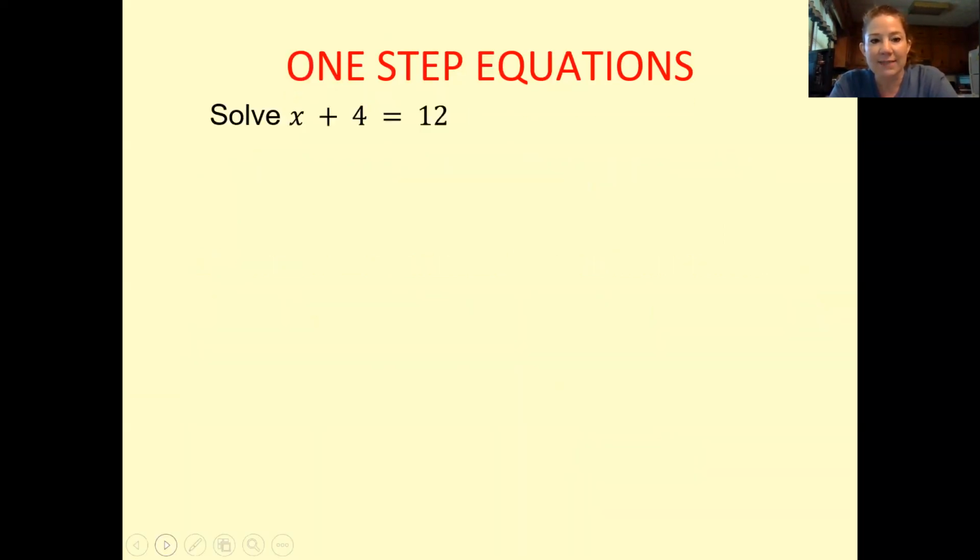All right, so let's look at some. Just these first few are a review of things you've already done. So here we have x on the left side of the equal sign. So we want to get rid of that plus 4. What's the opposite of plus 4? We're going to subtract 4 from both sides of the equal sign to keep that scale balanced.